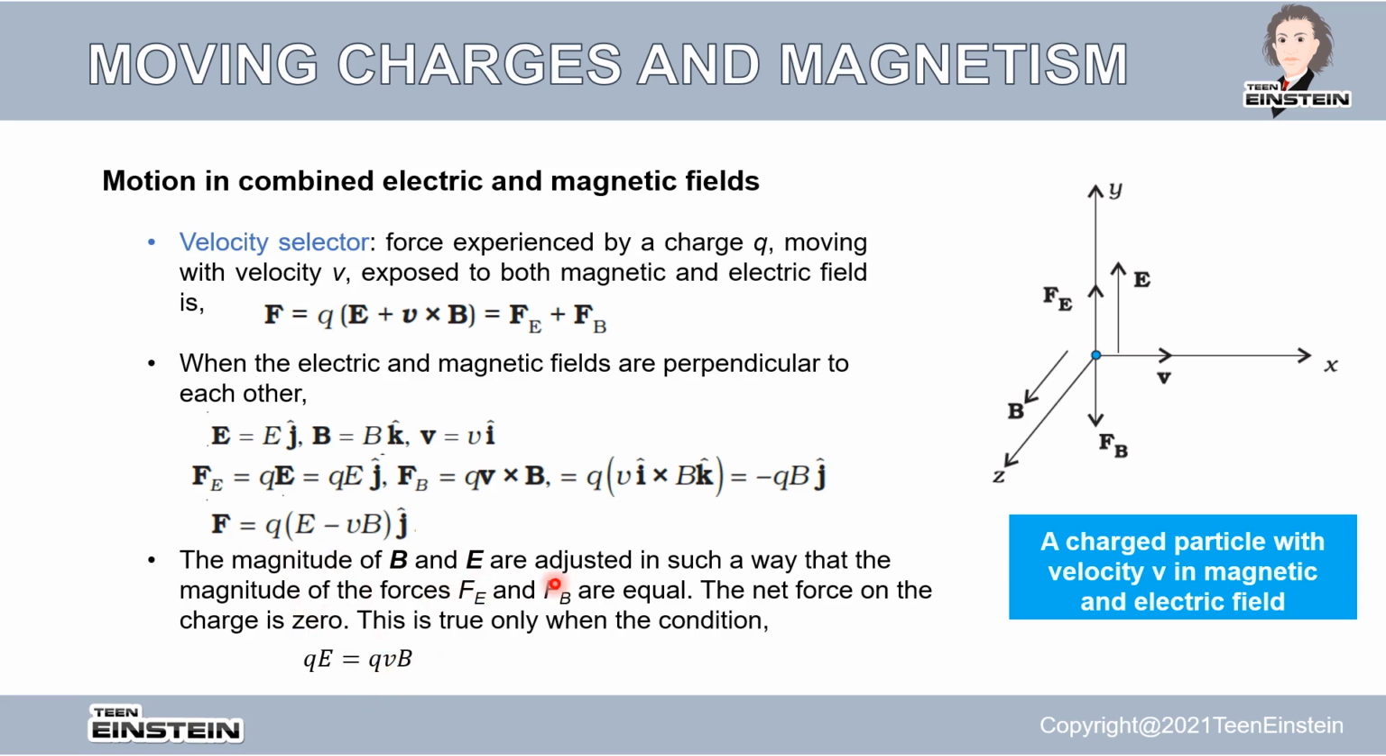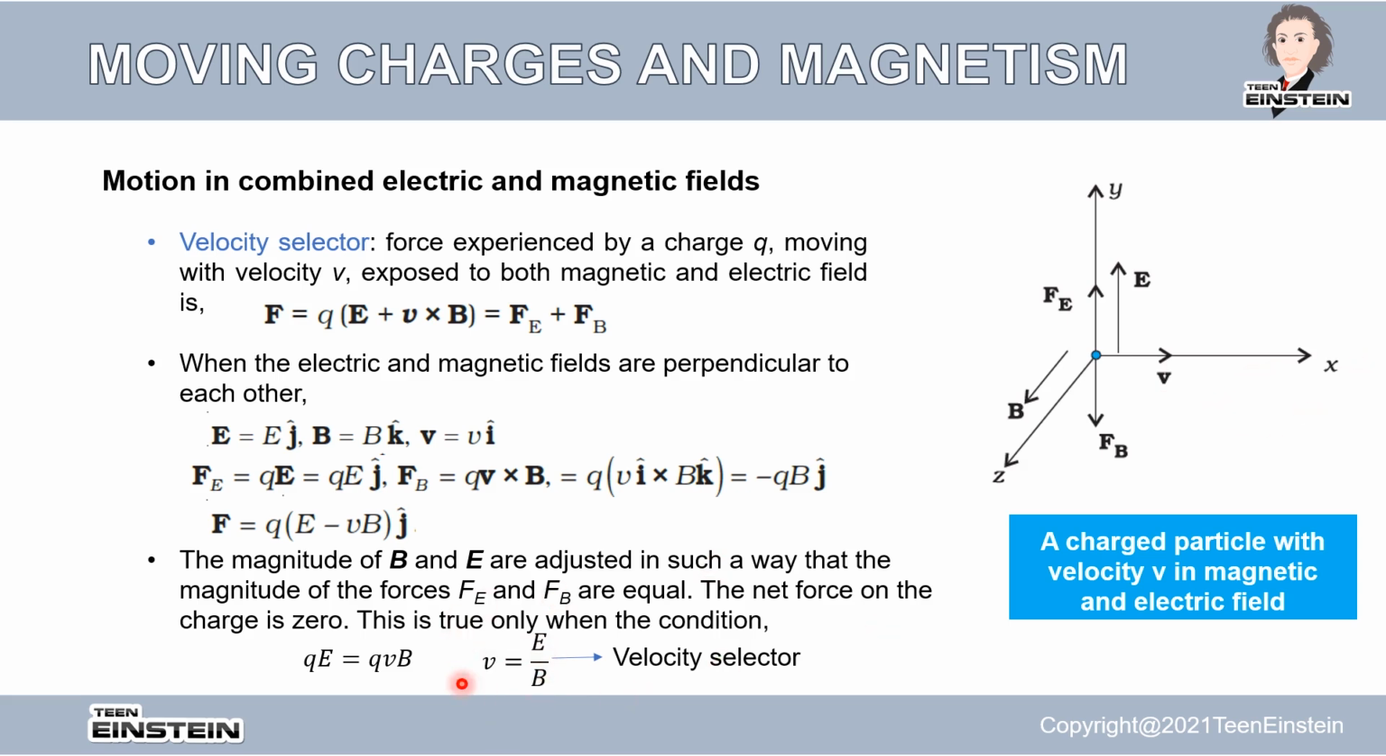So the magnitudes of B and E are adjusted in such a way that the magnitudes of the forces Fe and Fb are equal and opposite because of the sign. So the net force on the charge is 0. This is true only when the condition is satisfied. So what does this condition tell us about the velocity of the particle? If you rearrange this, the velocity of the particle has to be the ratio between the electric and magnetic field magnitudes, so V equal to E by B. So in this kind of configuration, only the particles which have the velocity E by B will go undeflected.